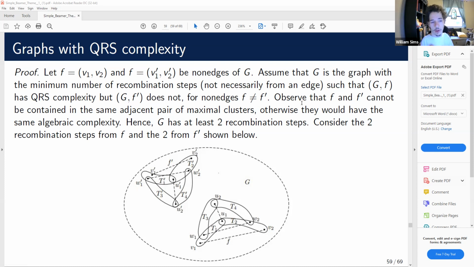Okay, so the first thing we're going to observe is that F and F prime cannot be contained in the same adjacent pair of maximal clusters. That's important to point out. The minimality statement that we're making, that G has the minimum number of recombination steps, makes sense because, if you recall, these recombinations have the Church-Rosser property, meaning that any set of recombinations will get us our graph G, and all sequences of recombinations have the same number of recombinations. So it makes sense to make this claim on minimality, and we can compare either the number of recombination steps from G comma F or G comma F prime.